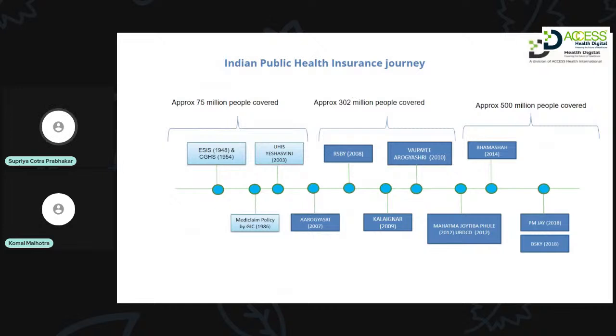This slide talks about the Indian public health insurance journey that has taken place over the years. Starting with the ESI schemes and the CGHS schemes that were introduced way back in the 1940s and 50s, about 75 million people were covered under multiple of these schemes. Going further, multiple other state and centrally run programs were launched, covering about 300 million people. Now, with the introduction of PMJ in 2018, the health insurance coverage is going to increase to about 500 million people. With the health insurance increasing to such a large extent, electronic format of claims is going to be the need of the hour.